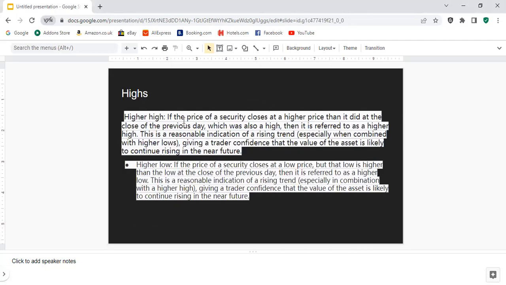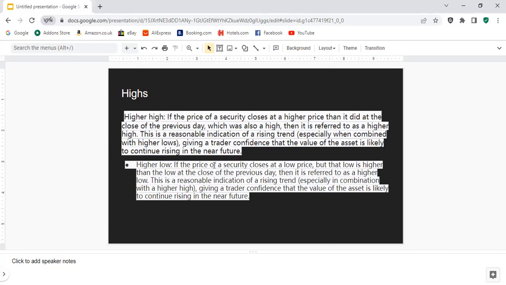Higher high: if the price of a security closes at a higher price than it did at the close of the previous day, which was also a high, then it is referred to as a higher high. This is a reasonable indication of a rising trend, especially when combined with higher lows, giving a trader confidence that the value of the asset is likely to continue rising in the near future.